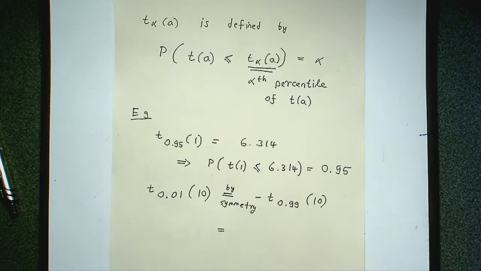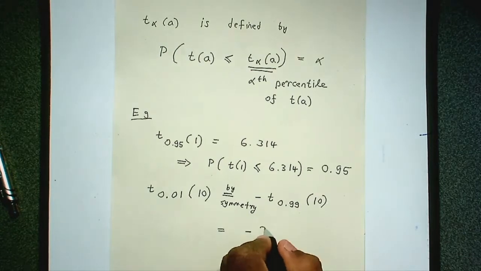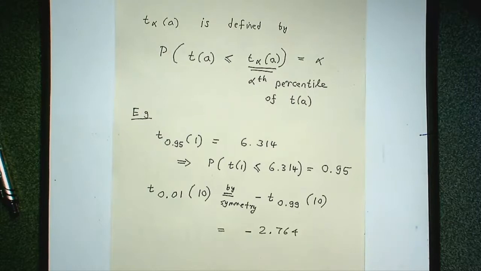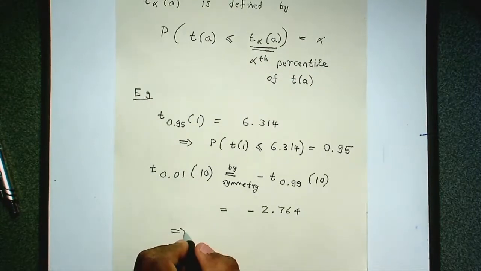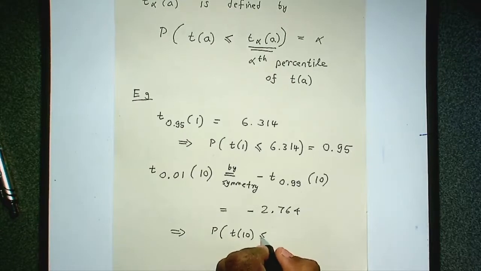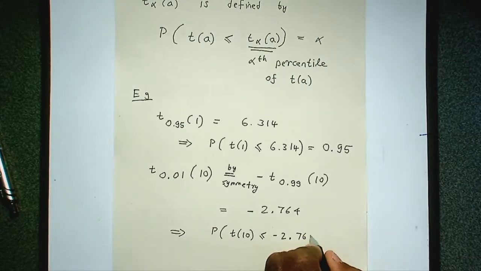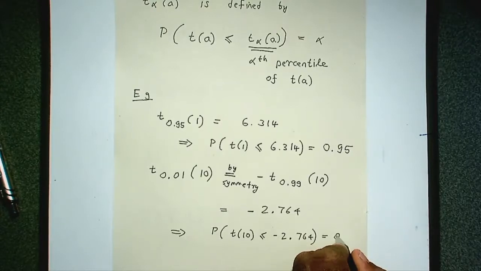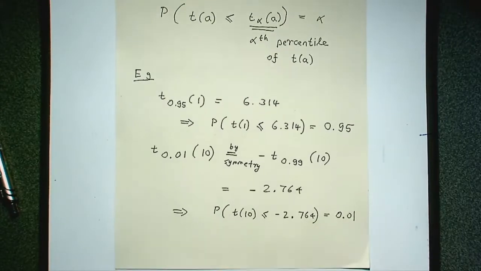So all you have to do is go here, this is 0.99, and 10 is over here, so the value is 2.764. So the value will be minus 2.764. So what this implies is that the probability that a t variable with 10 degrees of freedom is less than or equal to minus 2.764 is equal to 0.01. Do you follow me? Yeah? So here I have used the symmetry of the t density, or the t distribution.